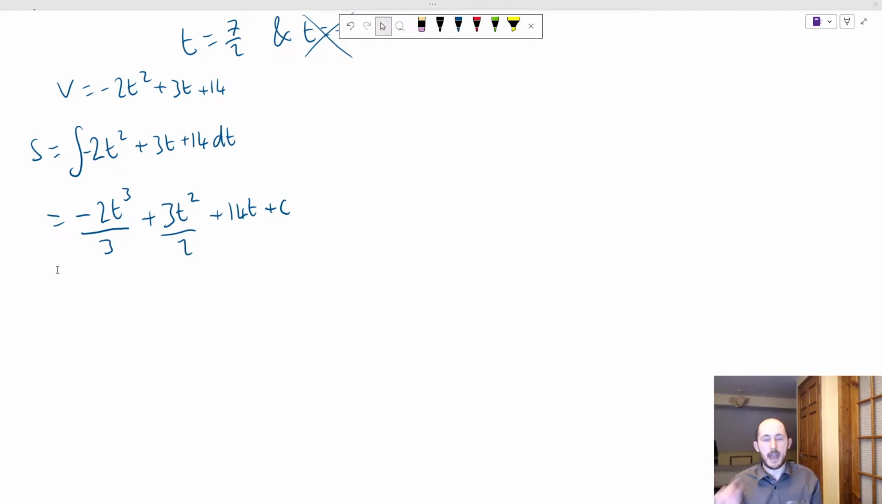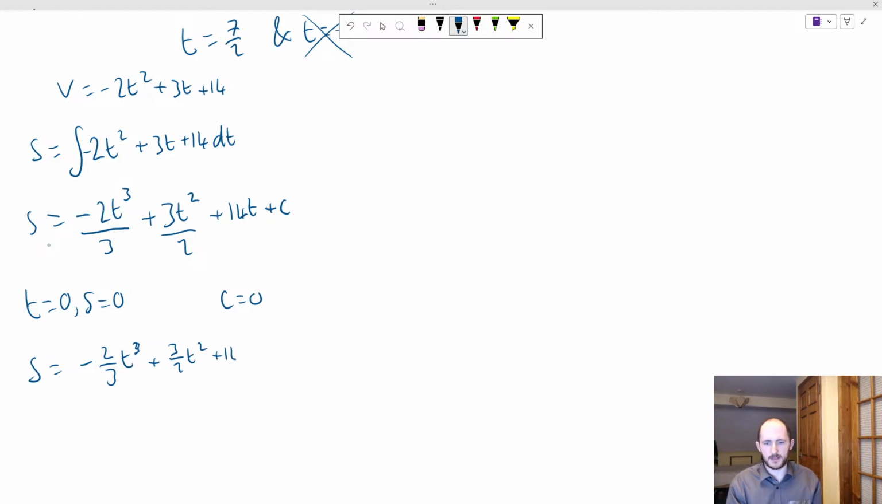So, now, I need to know what that constant term is. Well, I know that at t equals 0, the displacement should be 0, right? It should be at its original spot. So if I sub in t equals 0, s equals 0, can you see that c is going to be equal to 0? Because all of these terms will cancel out. So, my equation for s is negative 2 over 3 t cubed plus 3 over 2 t squared plus 14t.